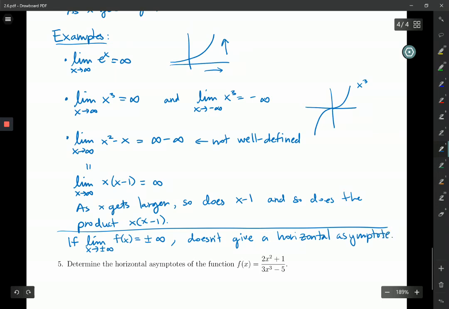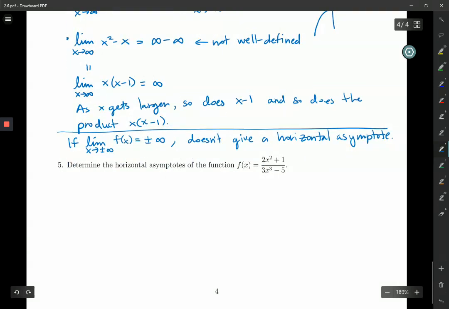Okay, but it could be the case that on one side your function is approaching infinity, and on the other side it's approaching a finite number, and then you get a horizontal asymptote. In that case, it's just coming from the other side of the graph. This is an example of that, right? We have a horizontal asymptote at 0, and on the other side of the function, it's escaping to infinity. So if you're asked to determine the horizontal asymptotes of a function, all you need to do is take the limit as x goes to infinity and also the limit as x goes to minus infinity.